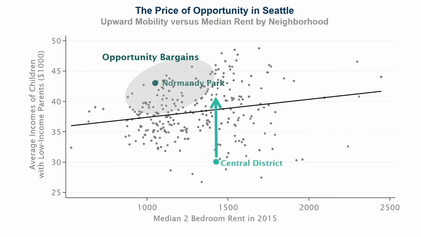So here you see average earnings in adulthood for kids who grow up in the Central District, something like $29,000 a year. If they were to grow up in Normandy Park, that looks more like $42,000 a year. So quite a substantial change, and you would not actually have to pay more money to rent an apartment in Normandy Park. You would actually be able to afford that with the housing voucher as it is, okay?